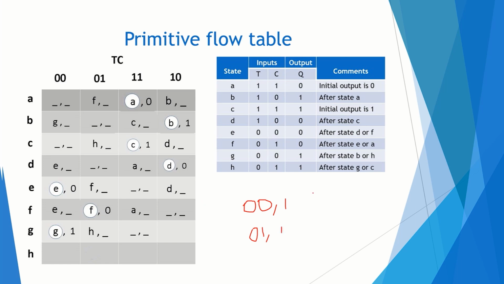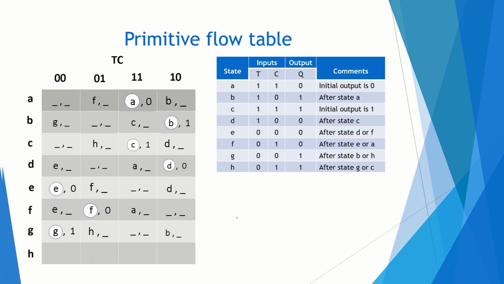Okay, again 0 0 1 changes to 1 0. The T is changed, but C is not changing, so the data will be in the same state. So that is 1 0 1. You can see here where is 1 0 1, this is B. Okay, so now let us see the final state.